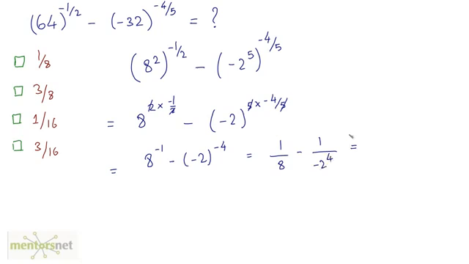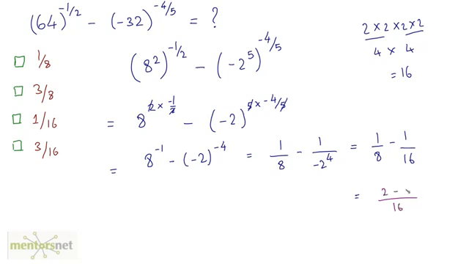So this is equal to 1 by 8 minus 1 by 2 raised to power 4 is, let us calculate it, 2 times 2 times 2 times 2. This is 4 times 4, which is 16. So 1 by 8 minus 1 by 16. Now what remains is, let us take the LCM of denominator, which is 16. So 8 times 2 is 16, so 2 minus 16 times 1 is 16, so 2 minus 1. So 1 by 16 is the right answer.